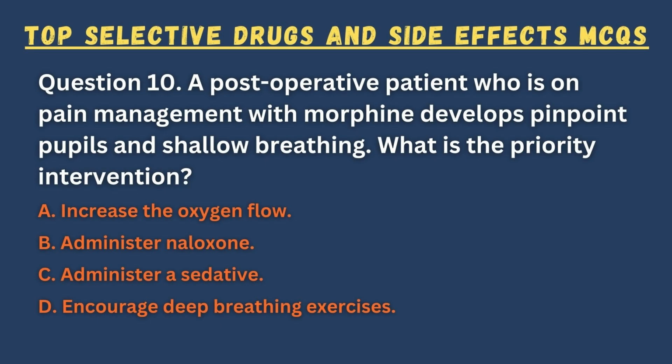Question 10. A post-operative patient who is on pain management with morphine develops pinpoint pupils and shallow breathing. What is the priority intervention? A. Increase the oxygen flow. B. Administer naloxone. C. Administer a sedative. D. Encourage deep breathing exercises.